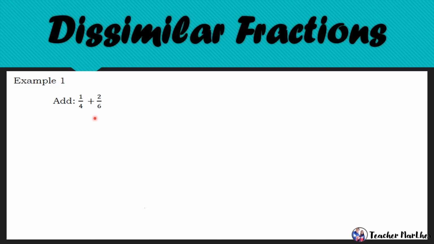Example, add 1/4 and 2/6. So 4 and 6, so magkaiba ang denominator. So this is an example of dissimilar fraction. Step 1 is to determine the LCD.